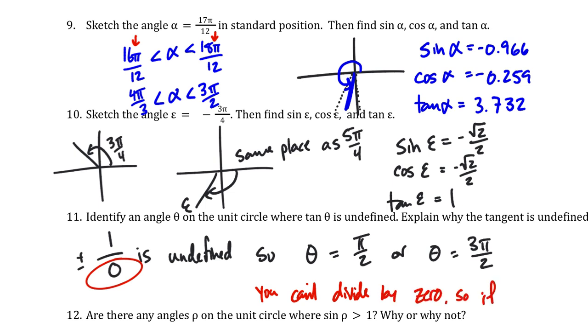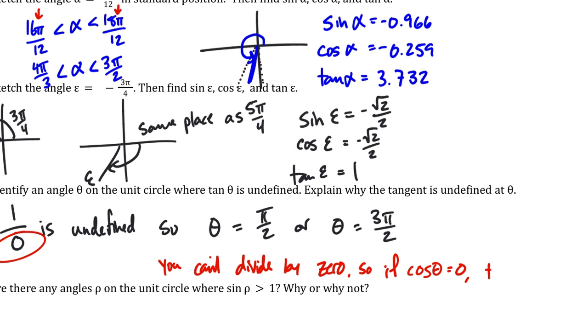So if cosine theta is 0, the tangent is undefined. We know that the cosine of pi over 2 and 3 pi over 2 are both 0. So that makes that kind of logical claim. So we say cosine of pi over 2 is 0. Cosine of 3 pi over 2 is 0. And so if the cosine is 0, the sine is 1, the tangent is undefined. If the cosine is 0, the sine is negative 1, the tangent is undefined either way.